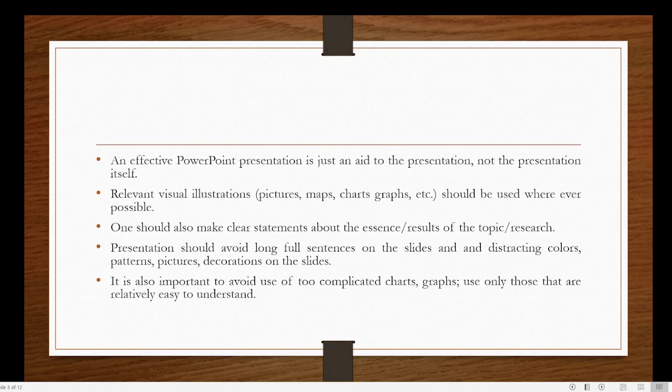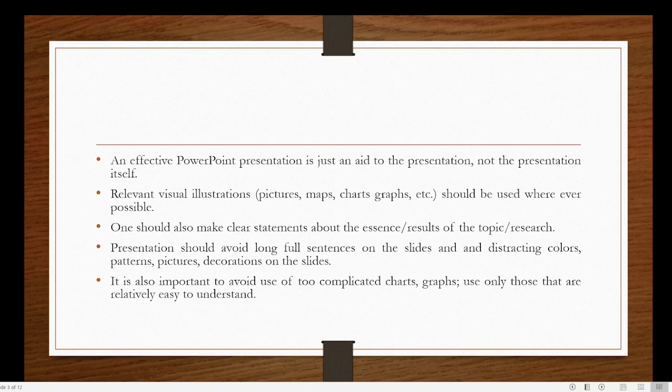If it is a bigger sentence, you only read one or two sentences, maybe the first sentence or the last sentence. The middle you will mostly avoid. So that is why the presentation should use very small sentences. The major points should be used in the form of bullets.